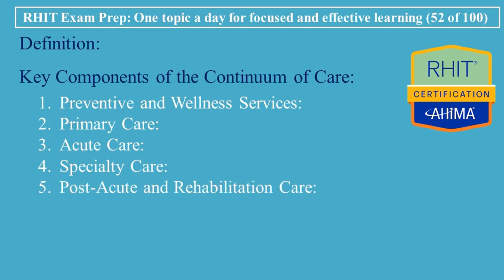5. Post-Acute and Rehabilitation Care. After receiving acute care, patients may need post-acute or rehabilitation services to help them recover and regain independence. This can include physical therapy, occupational therapy, speech therapy, or other forms of rehabilitation to support recovery from injury, surgery, or illness.